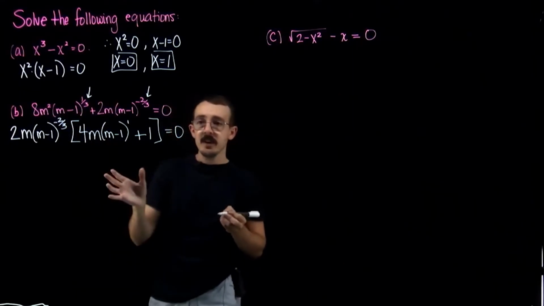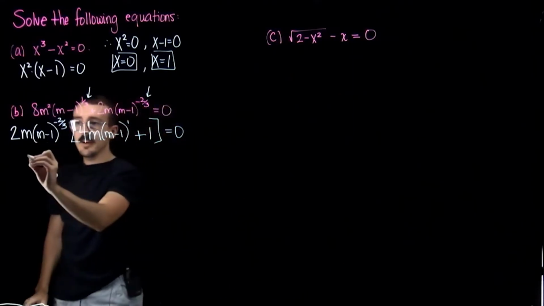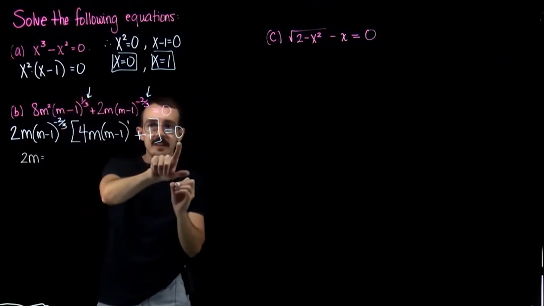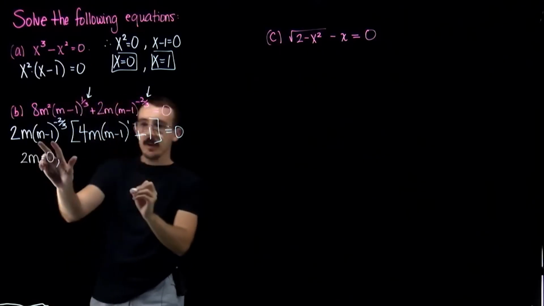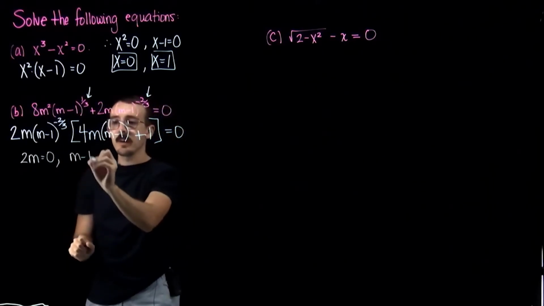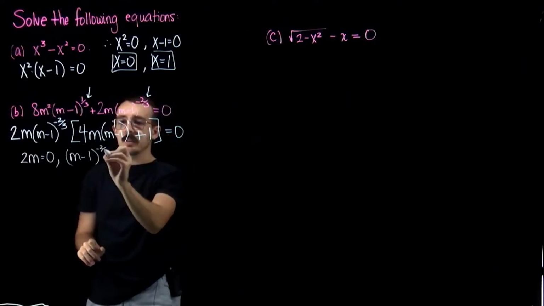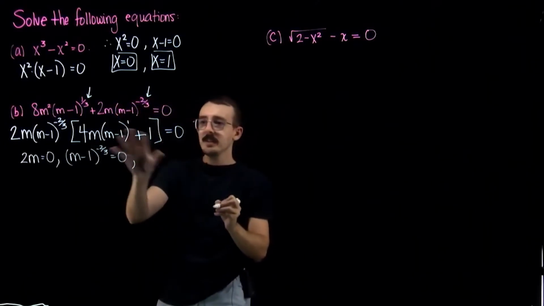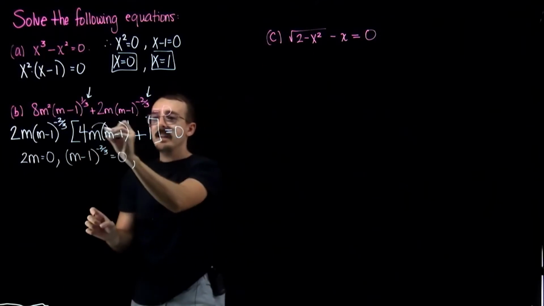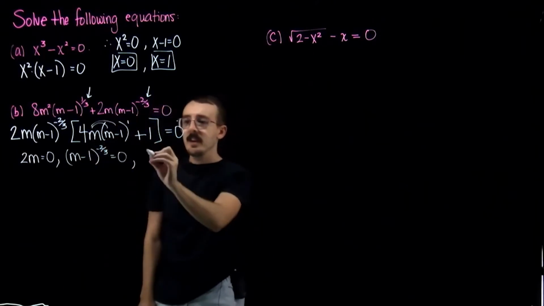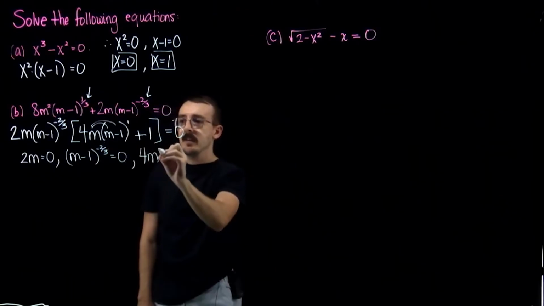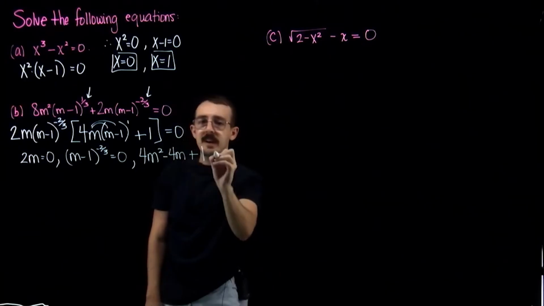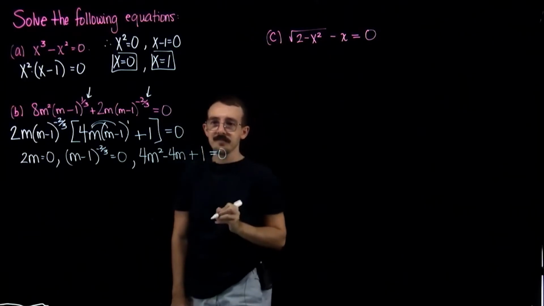All right, so same strategy as before. I'm going to take this first piece here, 2m, and I'll set that equal to 0. Or this could equal 0, so I have m minus 1 to the negative 2/3 equals 0. And my last factor here, well, I need to do a little more work. So if I take this 4m and distribute this in, I'm going to get 4m squared minus 4m plus 1. And that's supposed to be equal to 0.